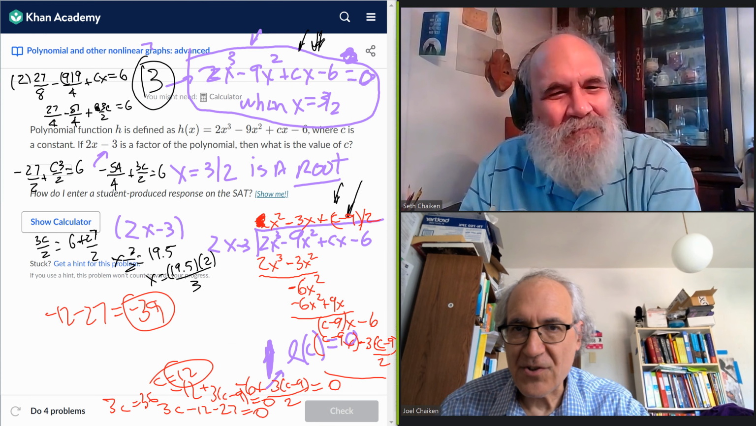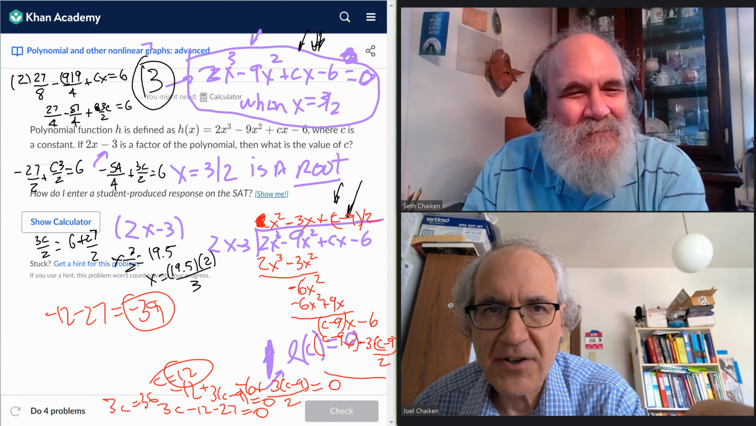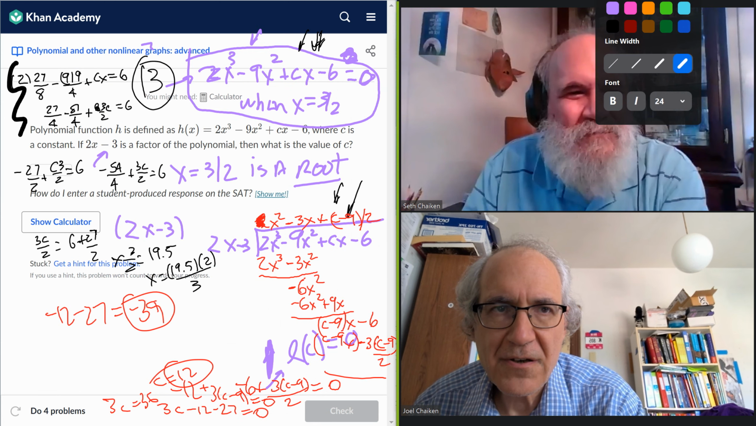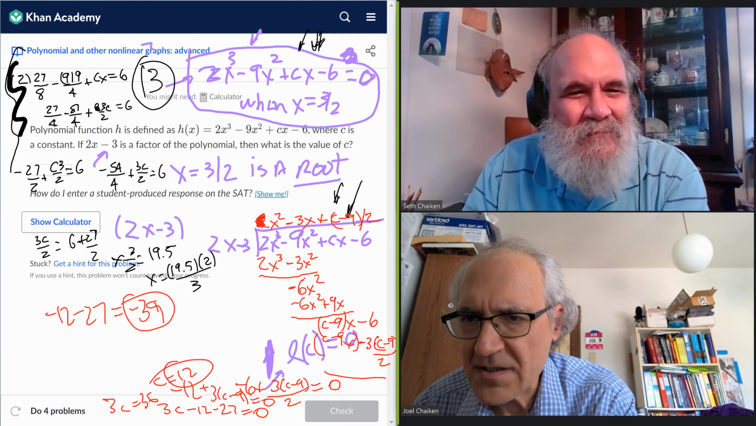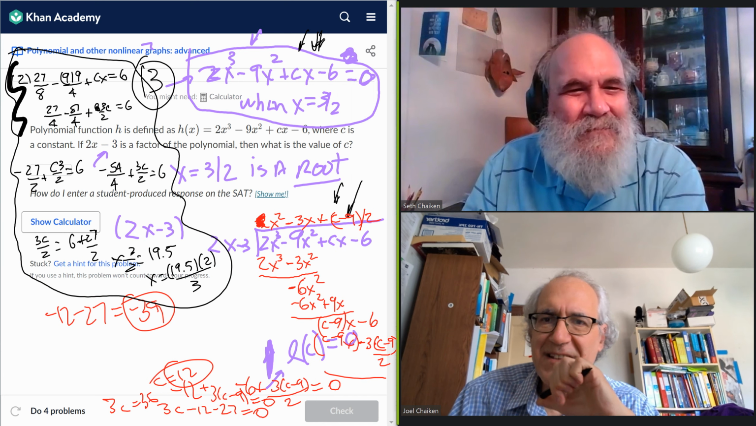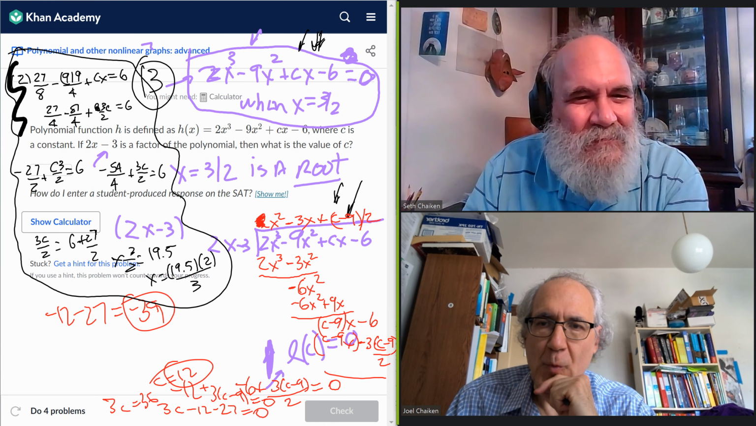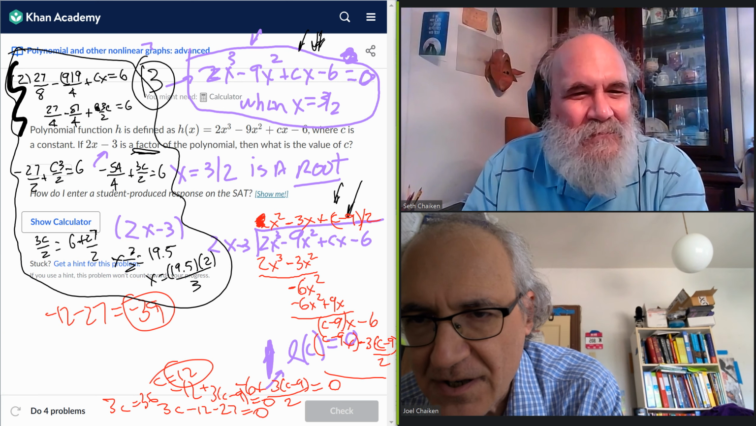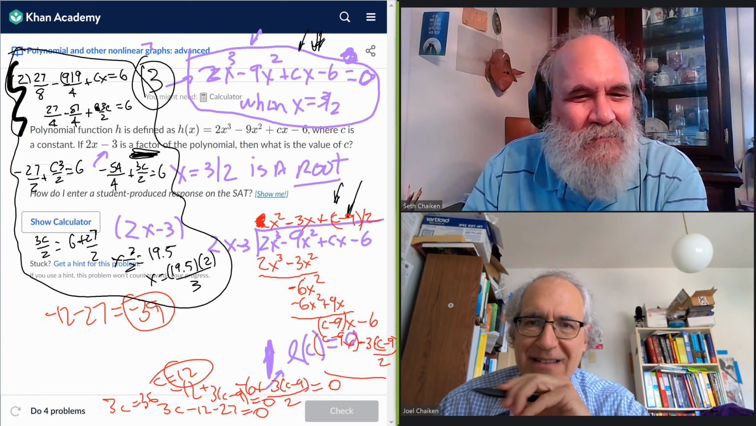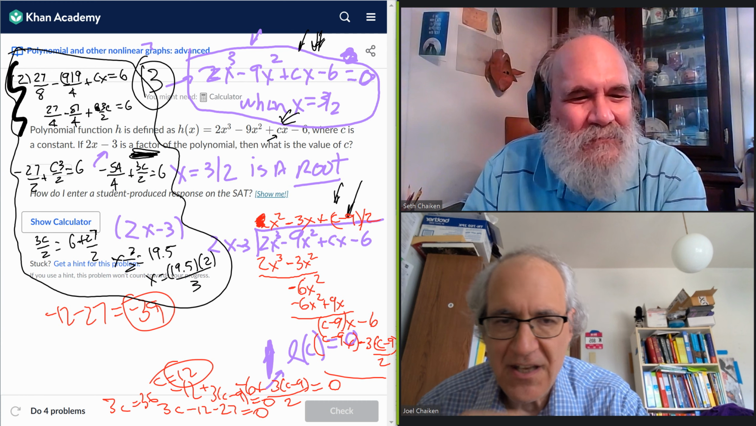It's unusual that they're going to want you to do this many detailed calculations. Yeah, this stuff is pretty hairy, right? But you also have to really know the concept: what does it mean to be a factor? What does that tell you? And then how do you turn this into a one equation, one unknown problem where C is the unknown?